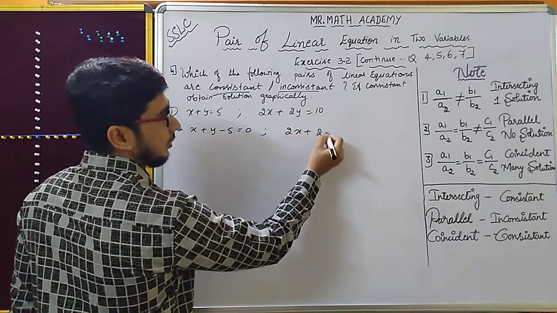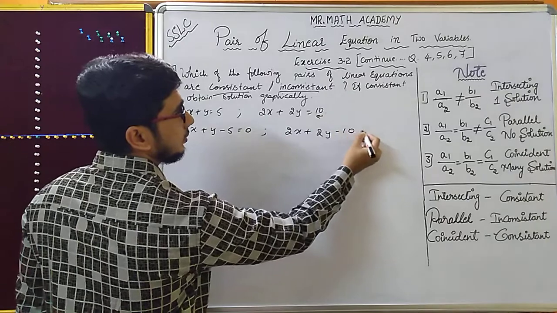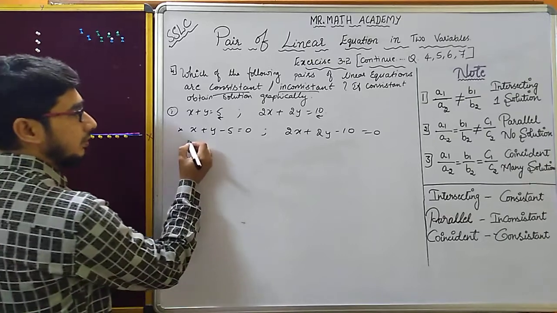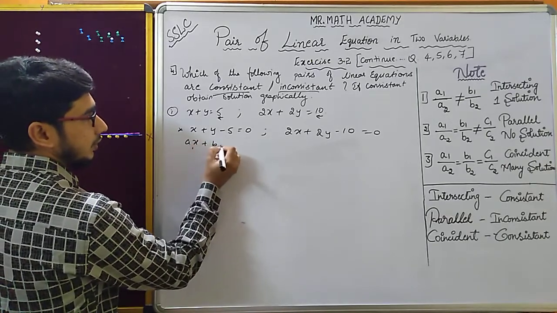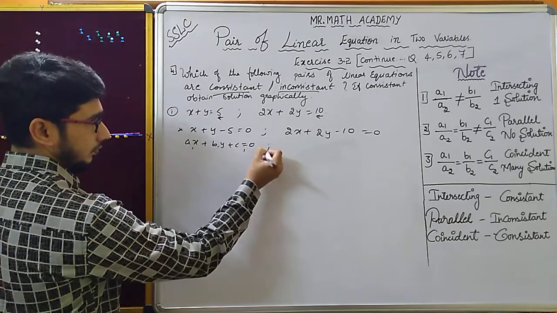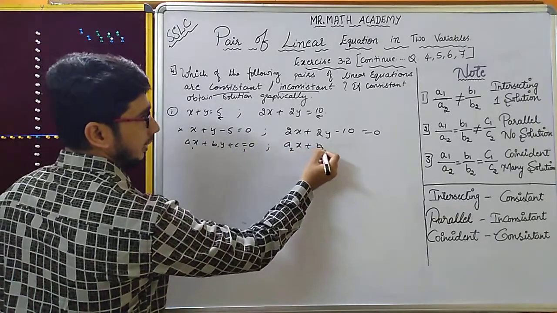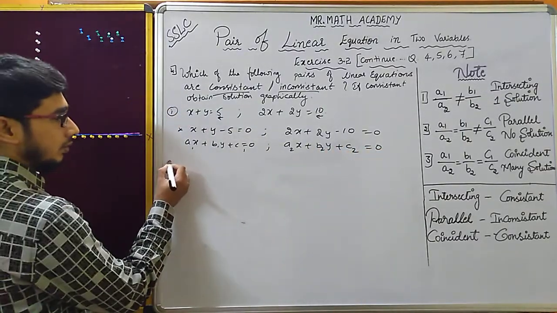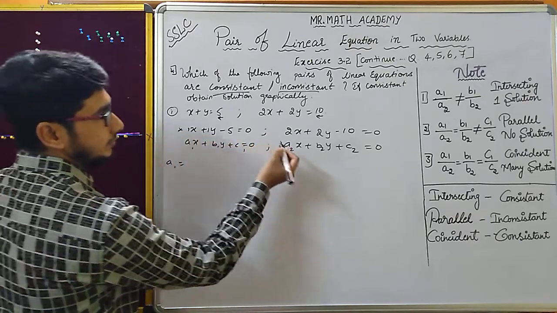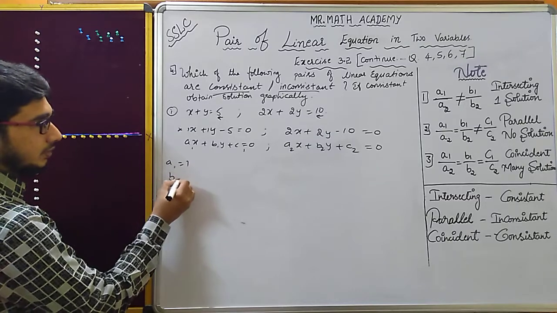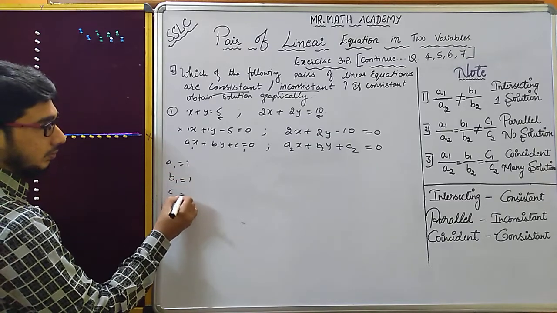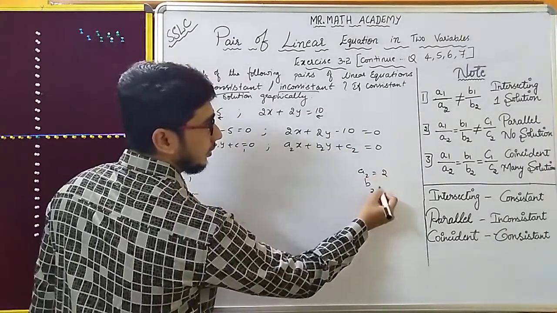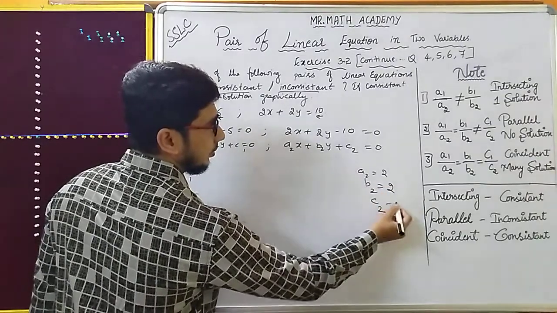2x plus 2y, take 10 to this side, minus 10 is equal to 0. Taking 5 to the LHS, it becomes minus 5. Compare with the standard equations a1x plus b1y plus c1 is equal to 0 and a2x plus b2y plus c2 is equal to 0. Here a1 is 1, b1 is 1, c1 is minus 5. For the second, a2 is 2, b2 is 2, c2 is minus 10.